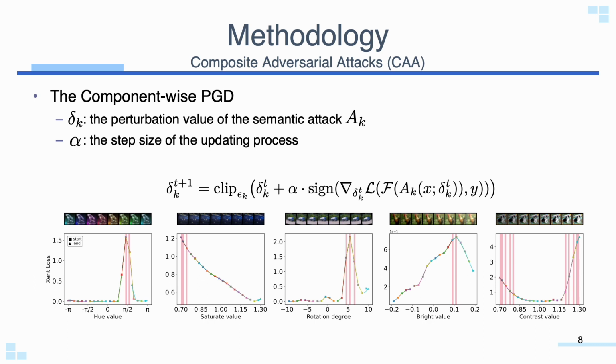Since each semantic attack has its own perturbation value, for example, the perturbation interval of hue ranges from -pi to pi. So given the attack sequence, we then utilize projected gradient descent to optimize each attack component with this formula, searching for the best perturbation value.